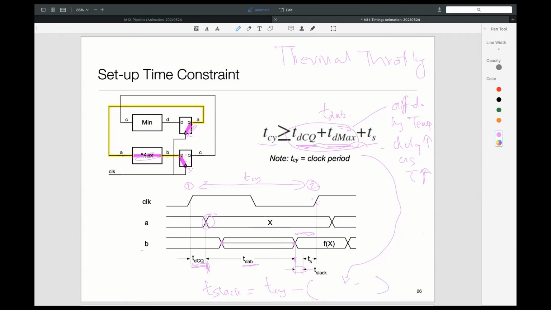So thermal throttling is that, in response to rising temperature, you react by reducing the power consumption of the system, and also by reducing the clock frequency. The clock frequency is your big control knob. As you lower it, power goes down, and you also prevent this condition from being violated.